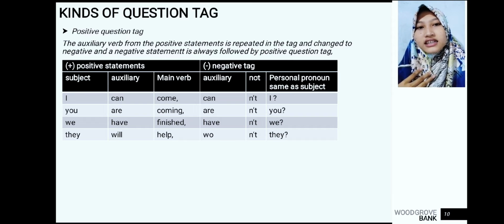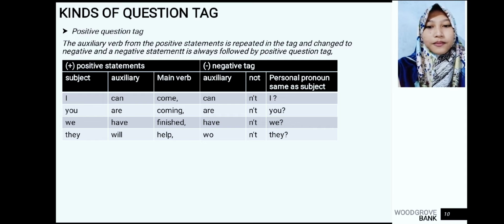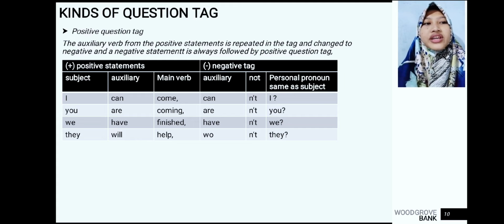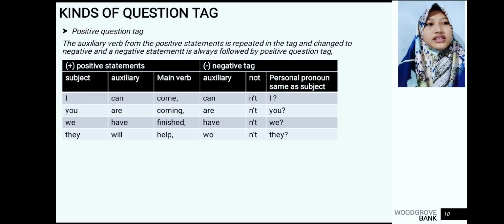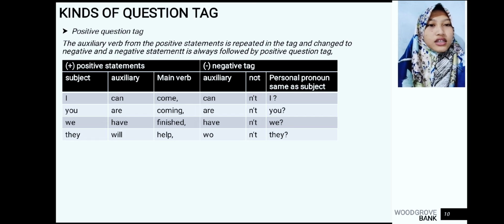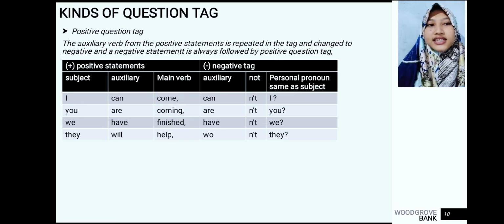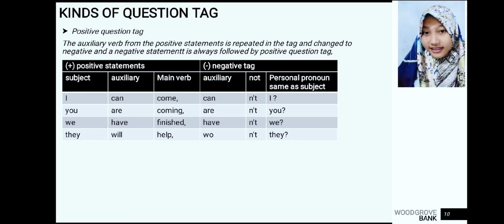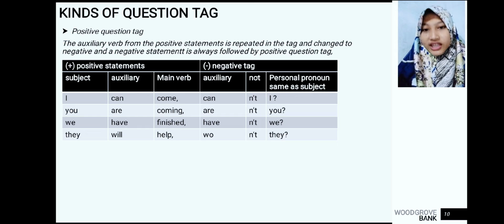I is the subject, can is the auxiliary, come is the main verb, can is the auxiliary, and n't is not, or negative, and I is the personal pronoun, the same as the subject. Next, "You are coming, aren't you?" "We have finished, haven't we?" "They will help one day, won't they?" Like this. This is an example of a question tag with a positive statement.